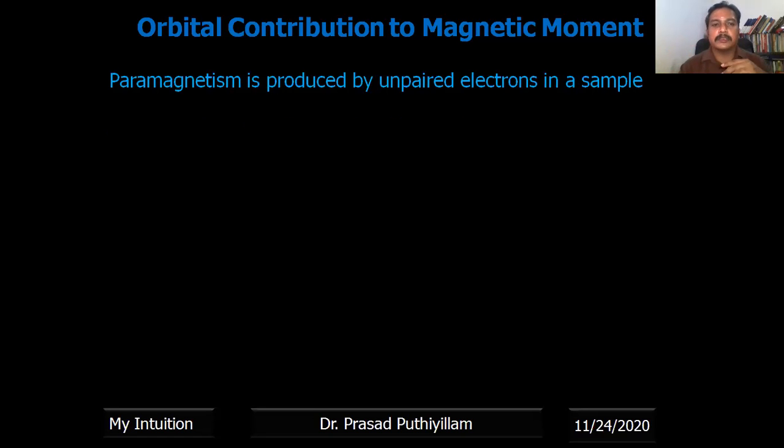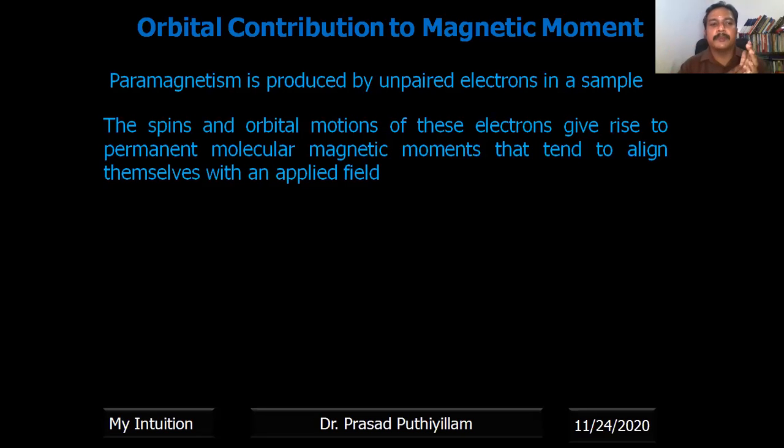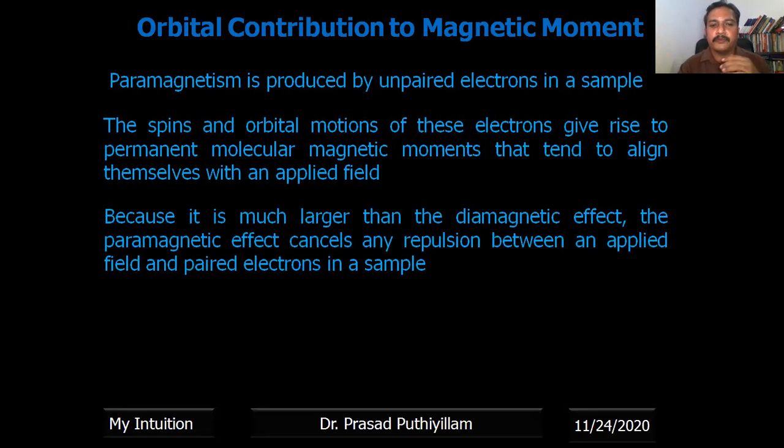If unpaired electrons are there, it will contribute towards paramagnetism. The spin and orbital motion of this electron give rise to a permanent molecular magnetic moment that tends to align itself with the applied field. I know my video is covering the sentences. It's okay. In the coming slides, not many sentences are there. Therefore, the spin and orbital motion contribute towards the paramagnetic behavior in the presence of an applied magnetic field.